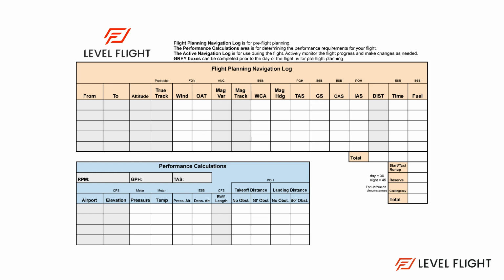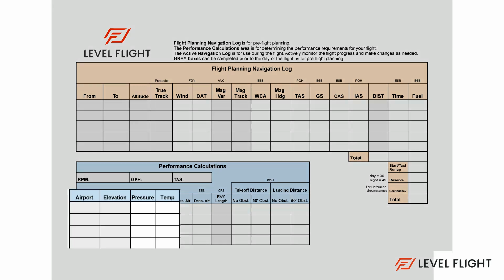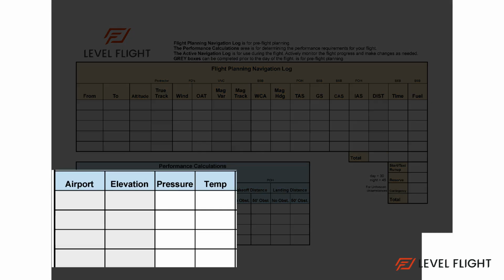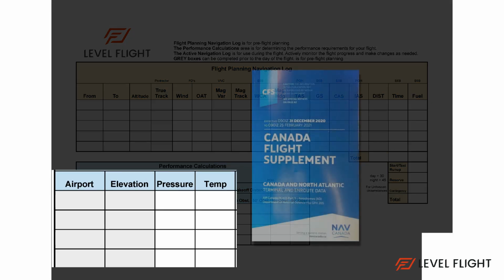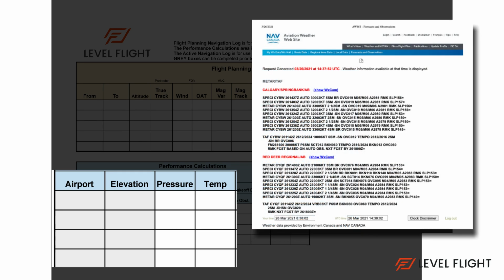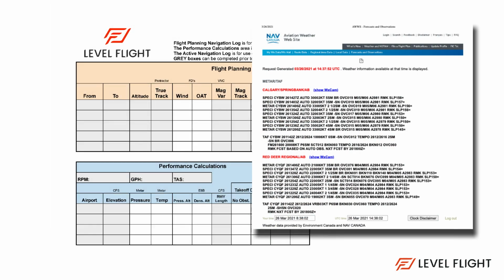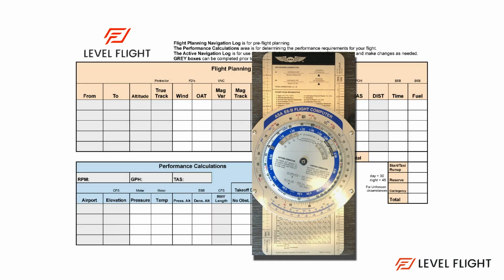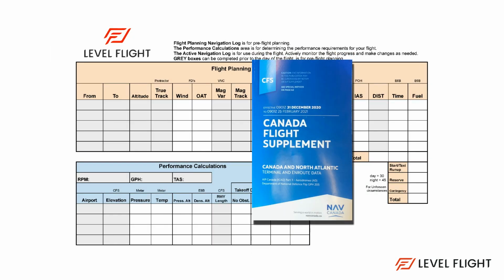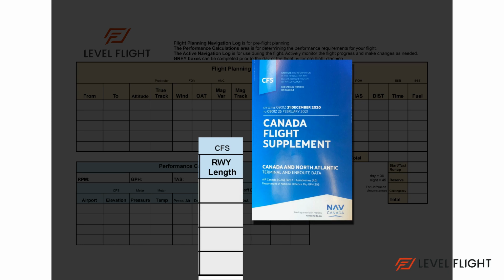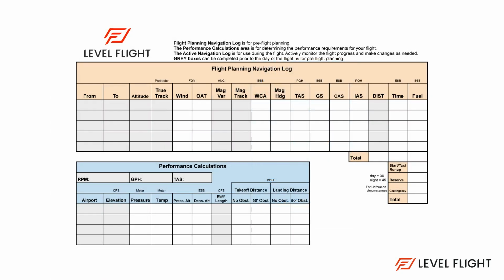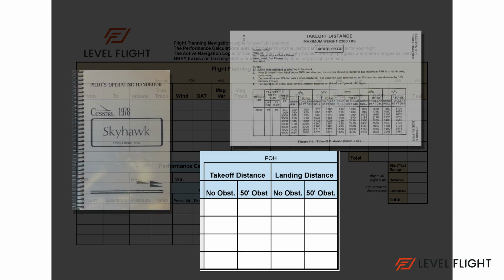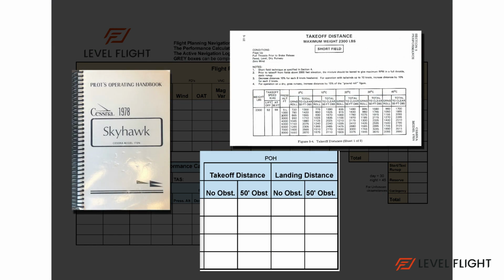Looking at the lower section, we see information for the airports we are using. In most cases, this would be our departure and arrival airports. Determine the altitude of the airport from the CFS. Next, determine the pressure and temperature by looking at the most recent METAR. To obtain the pressure altitude and density altitude, we can use our E6B. Referring back to the CFS, we need to determine the runway length. From this, we will complete the final 4 boxes as required using the charts and tables within our pilot operating handbook.